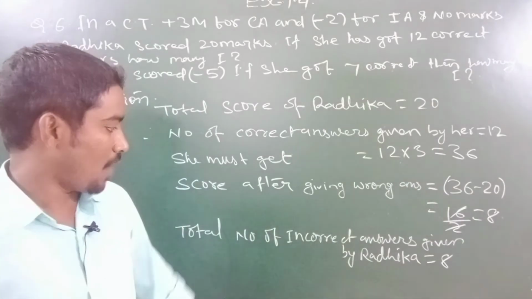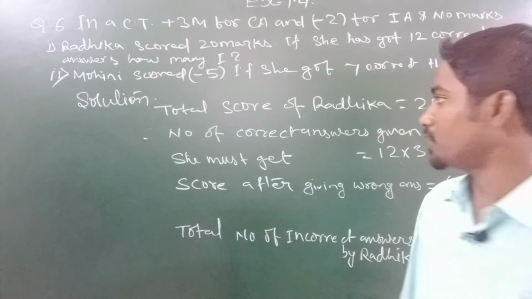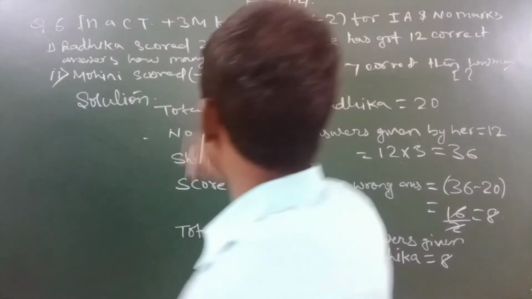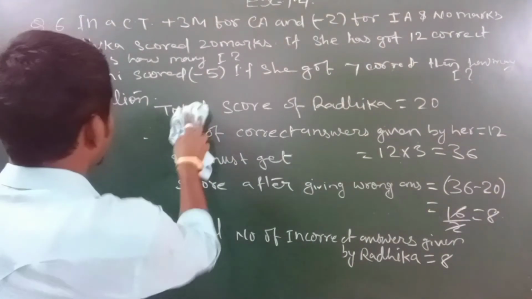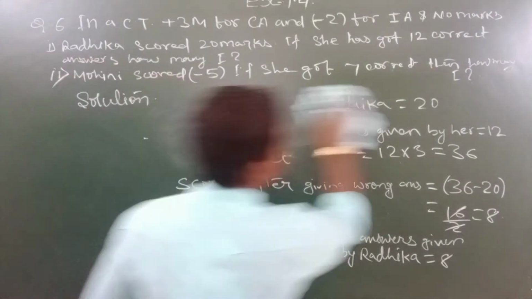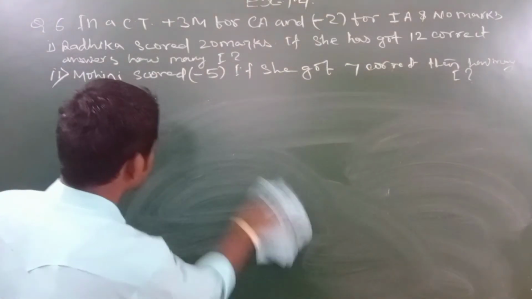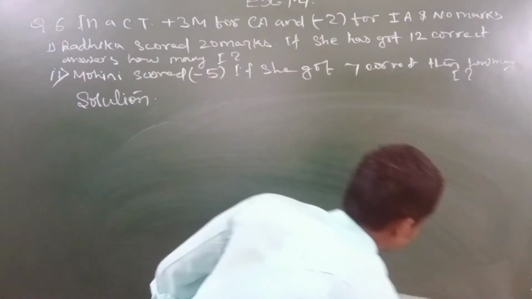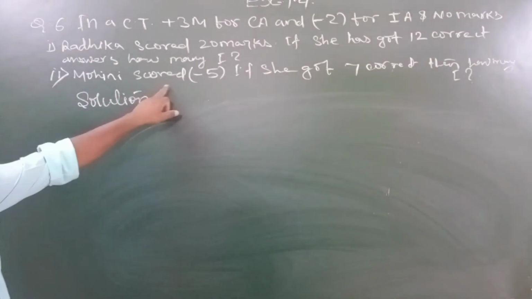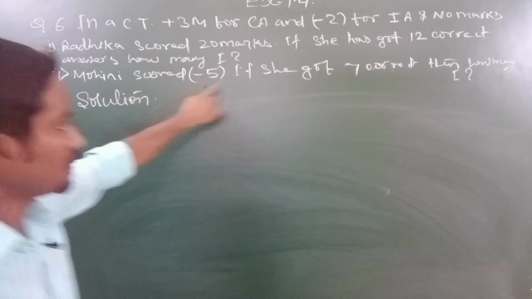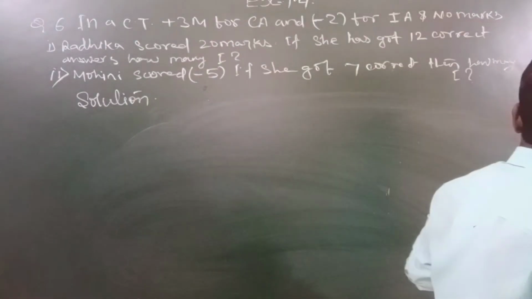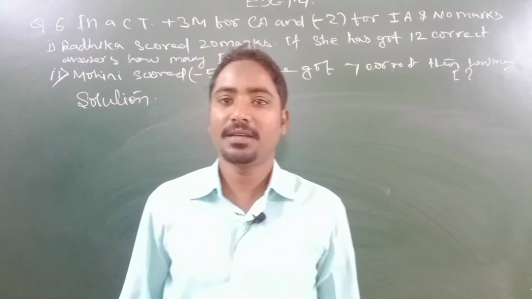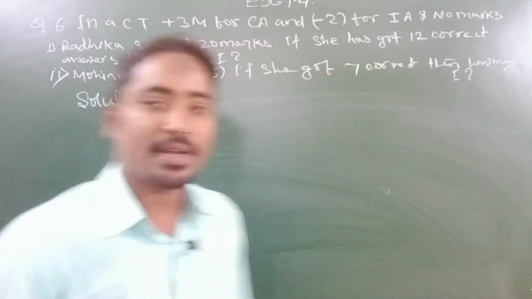Now, what is the next part of the question saying, students? The next part of the question says that Mohini scored -5 marks. Now I am going to rub this one, then I will solve the next part. Mohini is scoring -5 marks. Now she got 7 correct, so how many answers are incorrect for Mohini? Again the same question is there, so again we will solve it.